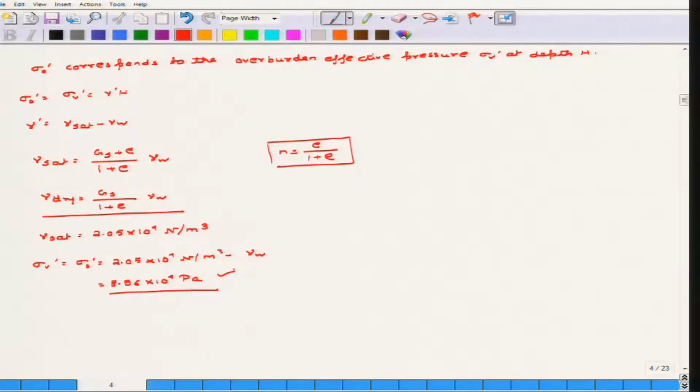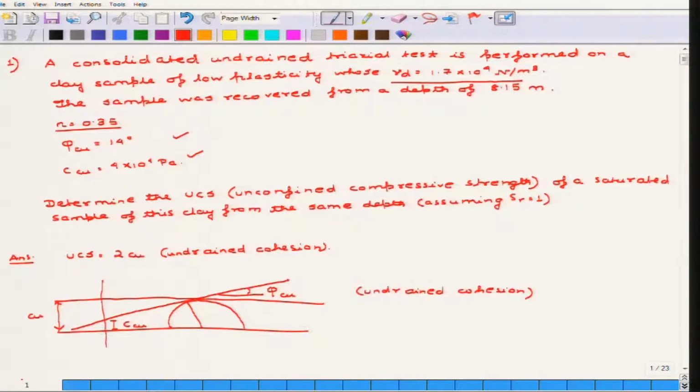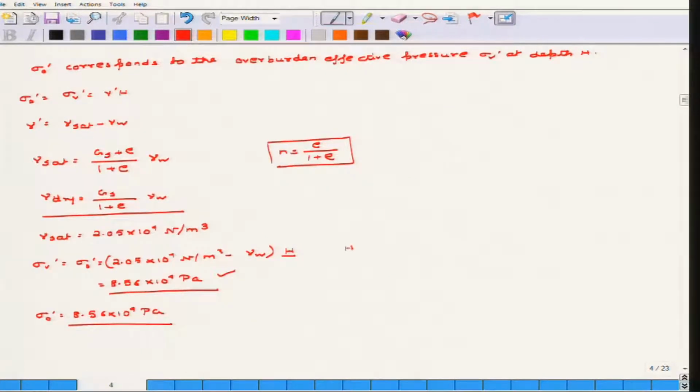So this is basically the sigma v dash, or the stress at that point, into H, sorry, the height. So this is basically equivalent to the stress at that point. So the sigma naught dash now you have found out as 8.56 into 10 to the power 4 Pascal. The depth is already given as 8.15 meter. So H is equivalent to 8.15 meter.